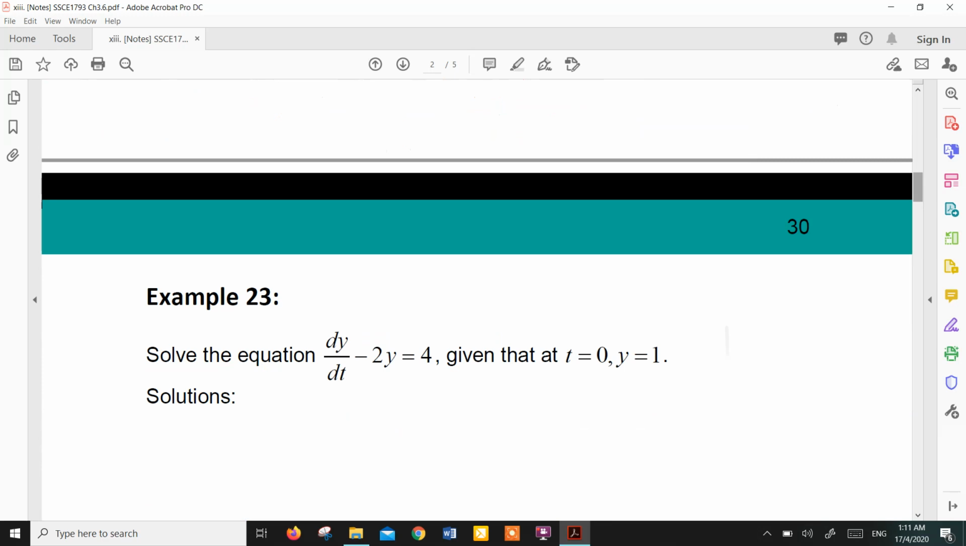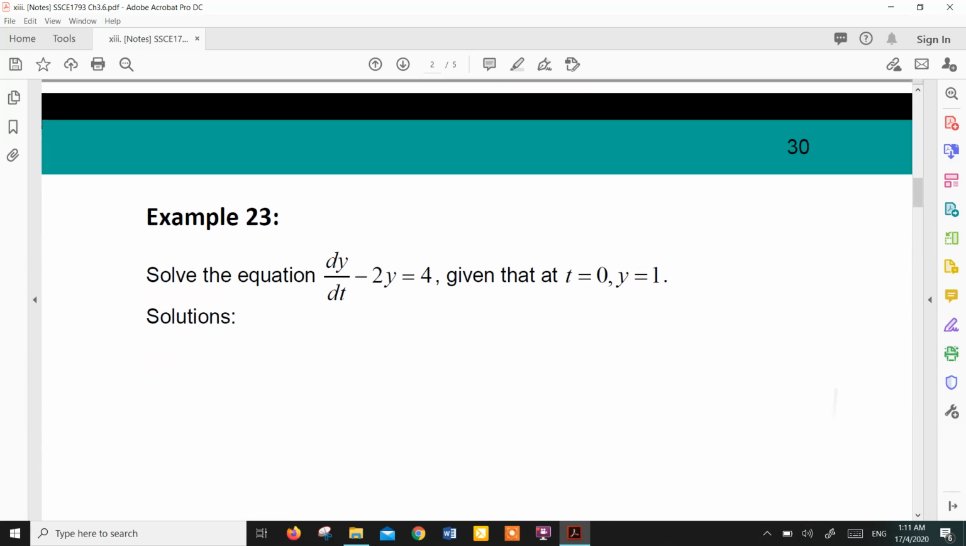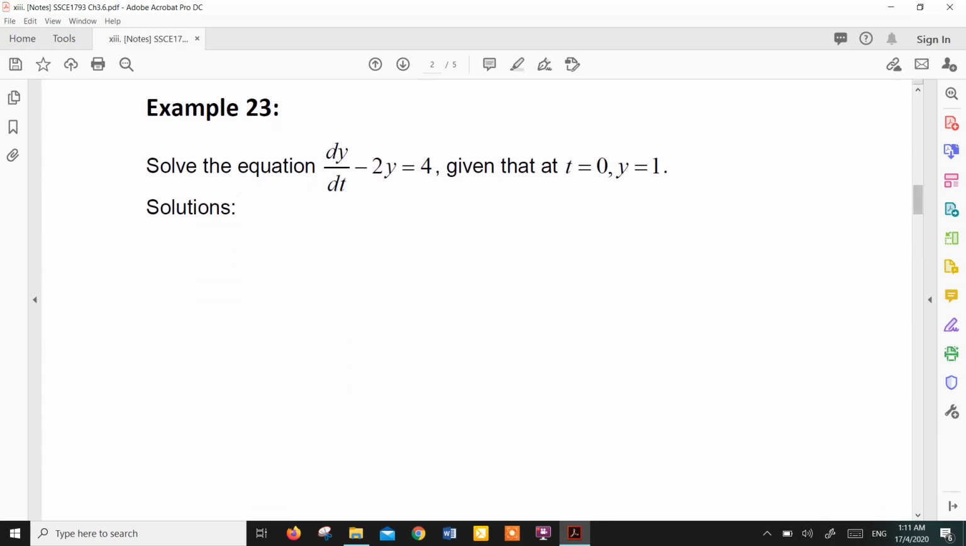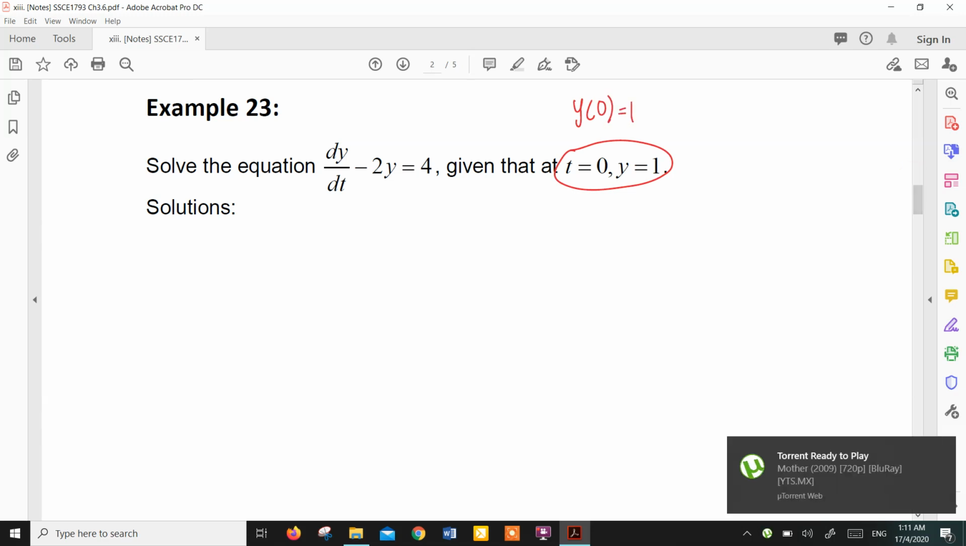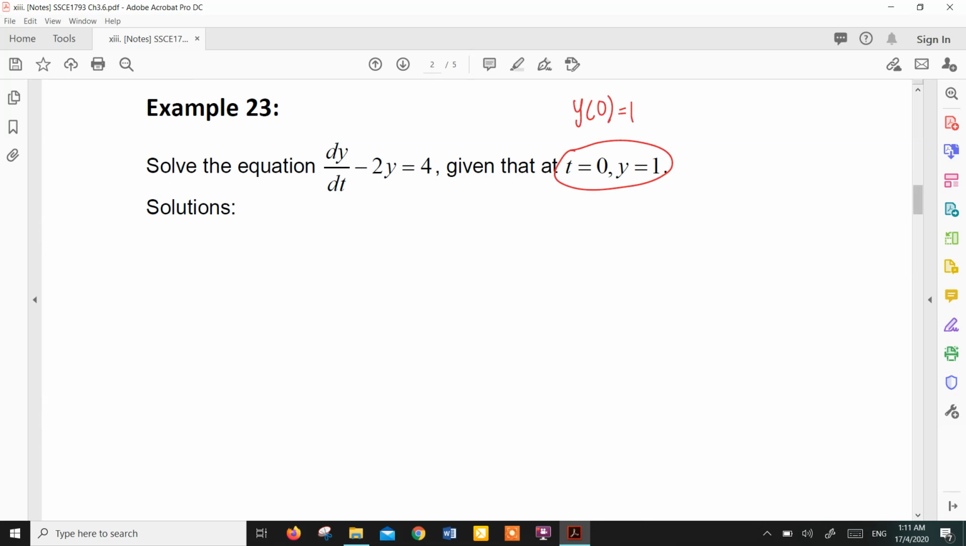So now example 23. Solve the equation dy/dt minus 2y equals 4, given that when t equals 0, y equals 1. From this condition you have y(0) equals 1, because when t is equal to 0, y is equal to 1.